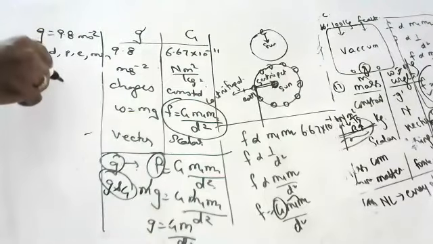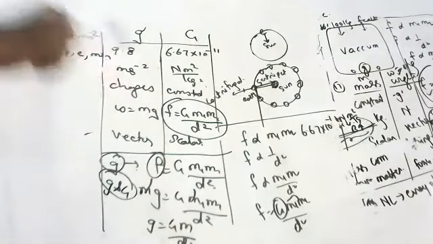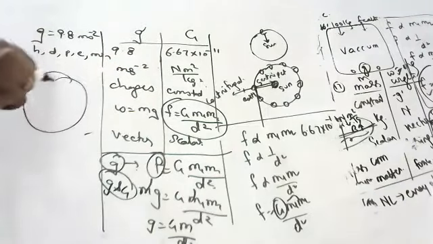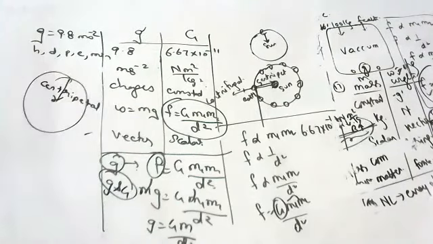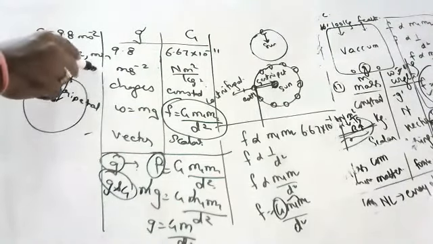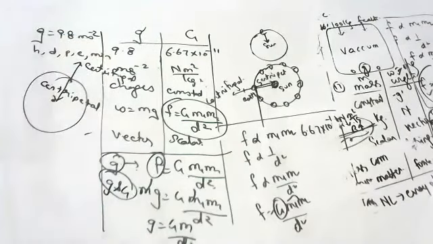Suppose you are taking a thread and rotating a stone in your hand. The stone is rotating now. The inside force is called centripetal force, and the outside force is called centrifugal force.